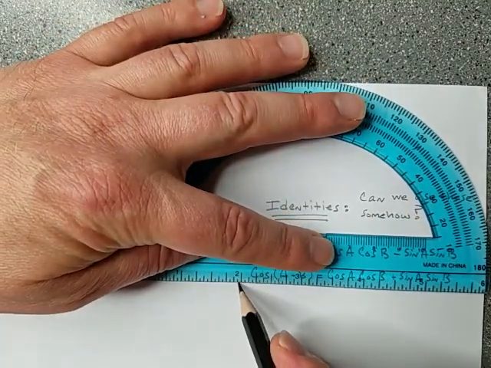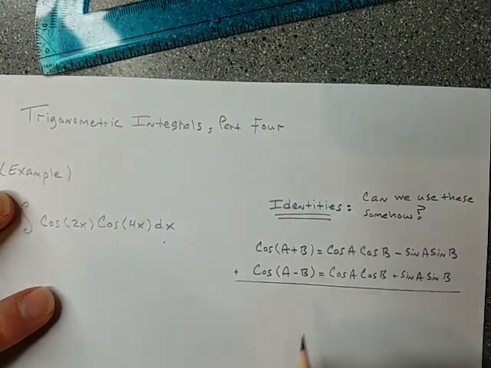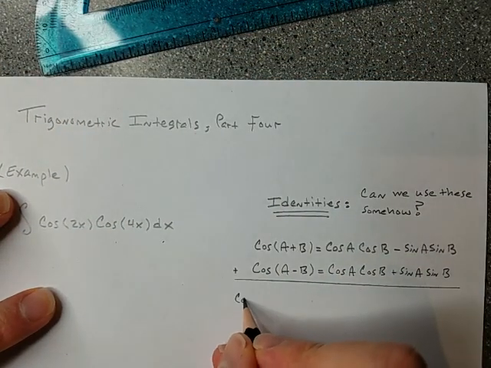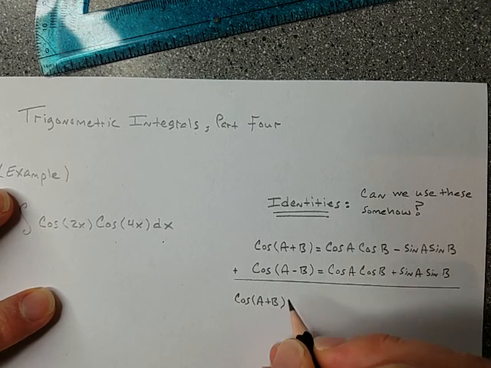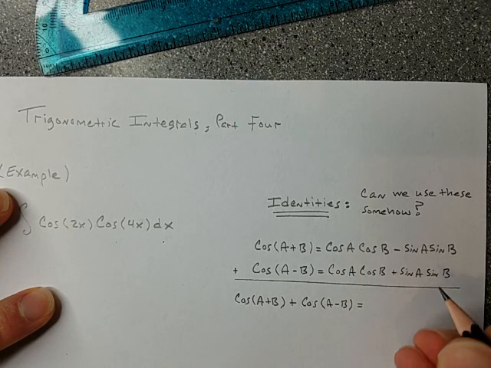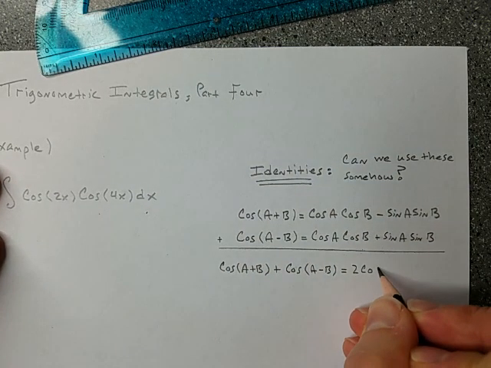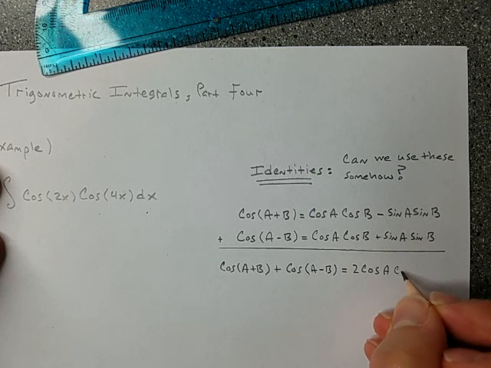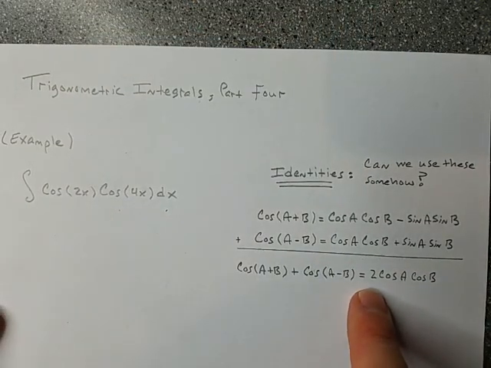So that's the key: I see this, it makes me think of these, and then I realize, well, you can add equations together if you want to, and what I'll get is cosine of angle A plus angle B plus cosine of angle A minus angle B is equal to 2 times cosine of angle A, then times cosine of angle B. And these two terms cancel out of it. So that's more like what I want, okay?